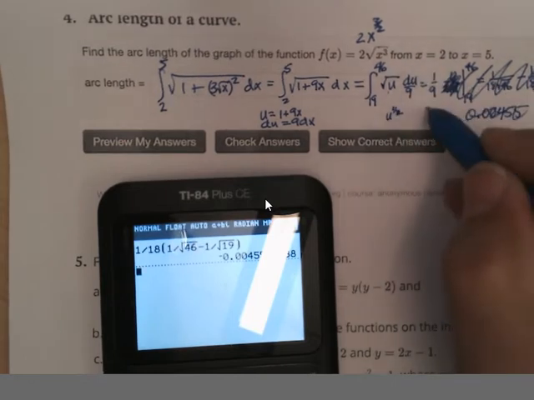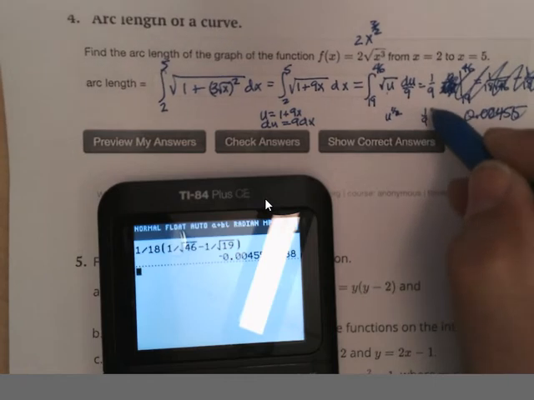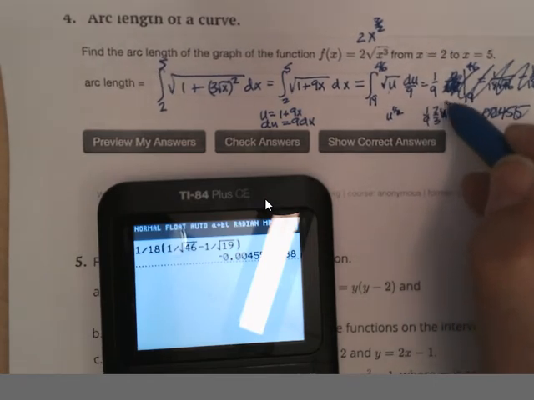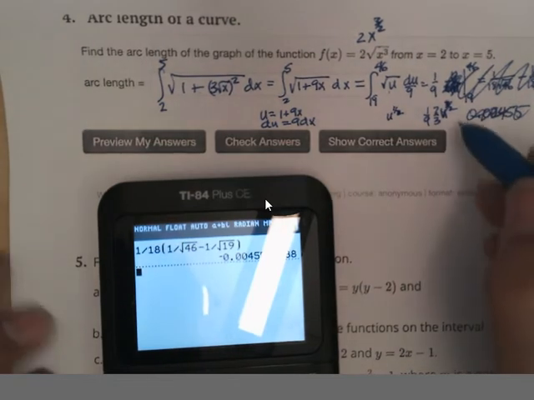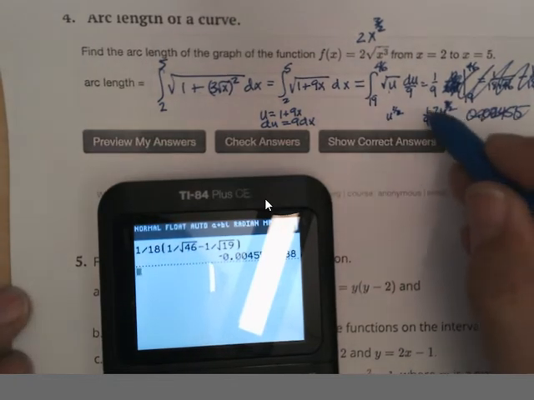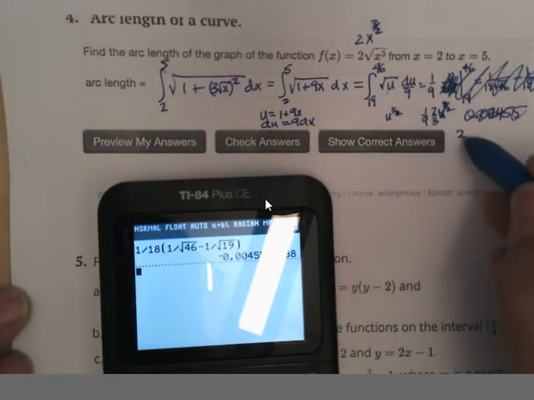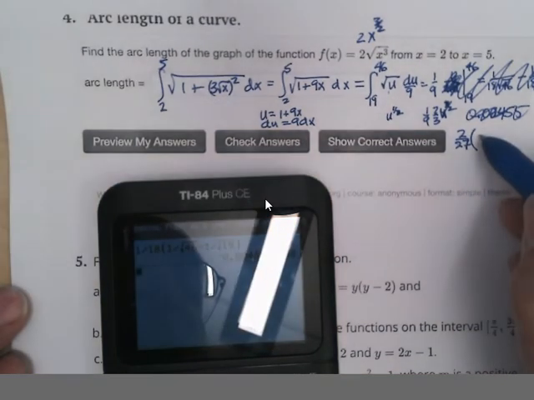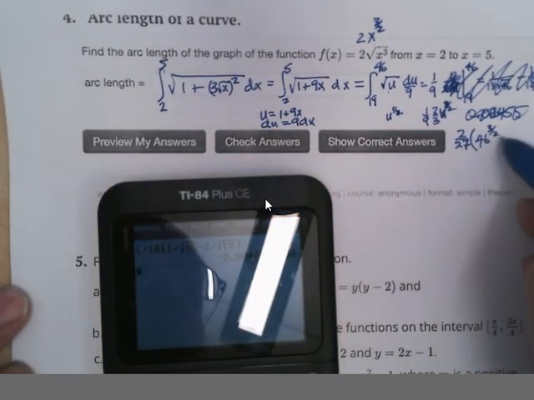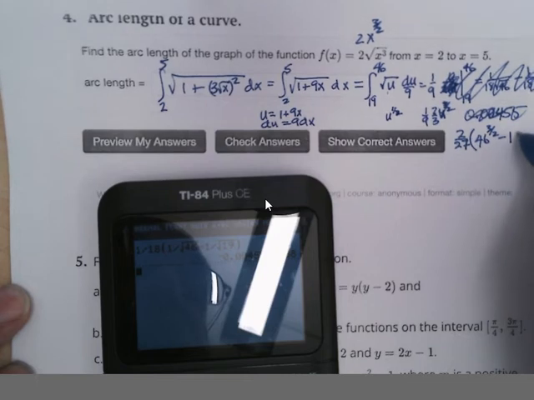We have 1/9 times 2/3 u to the 3 halves. So that's 2/27ths times 46 to the 3 halves minus 19 to the 3 halves.